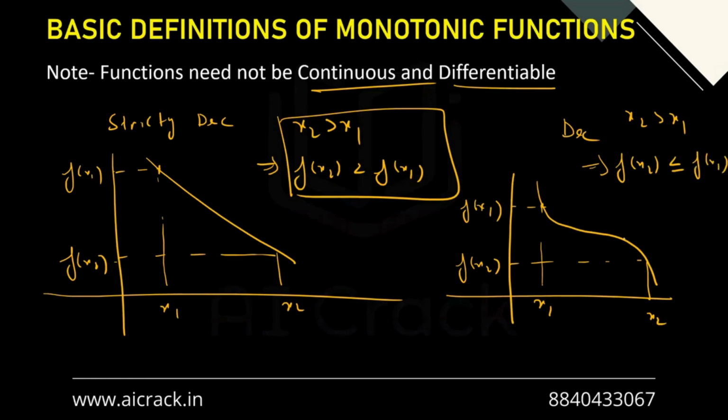We have seen that we can have a flat line. So that's why it's not just less than f of x1, it can be equal to f of x1 as well. So when x2 is bigger than x1, f of x2 is less than or equal to f of x1. In this case, when x2 is bigger than x1, f of x2 is strictly less than f of x1.